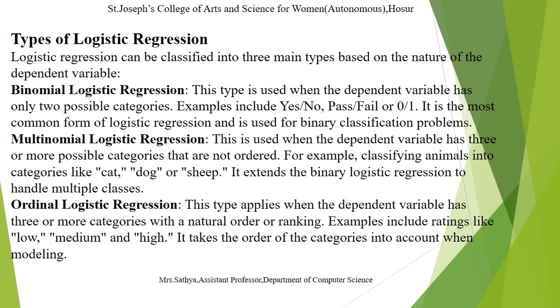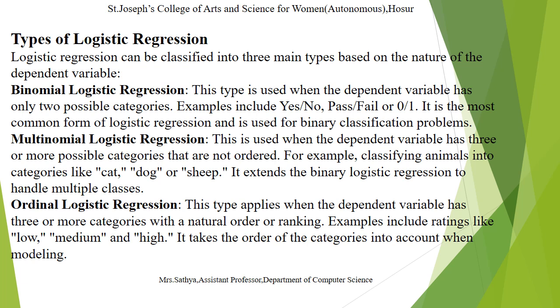Then multinomial regression. This is used when the dependent variable has three or more possible categories that are not ordered. For example, classifying animals into categories like cat, dog or sheep. It handles multiple classes, and that is called multinomial logistic regression.